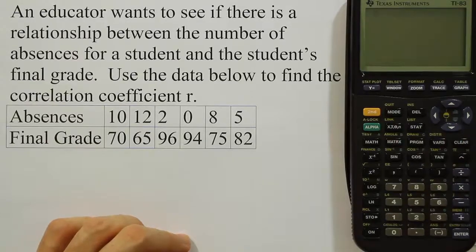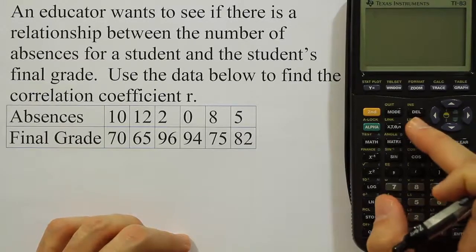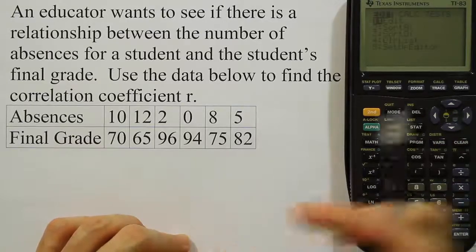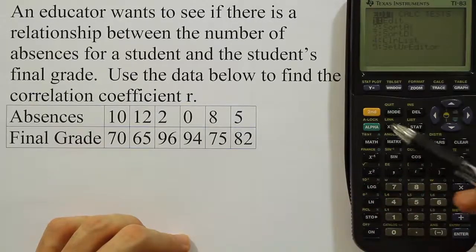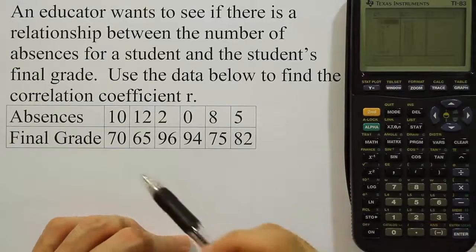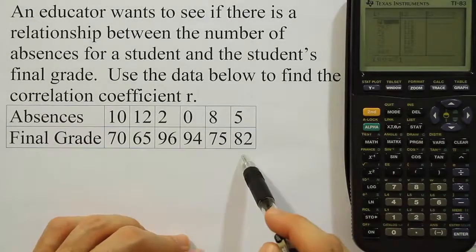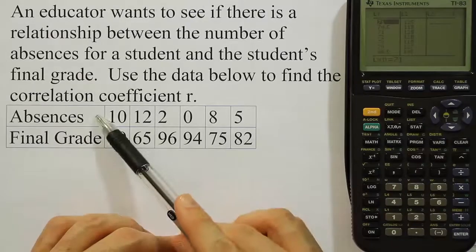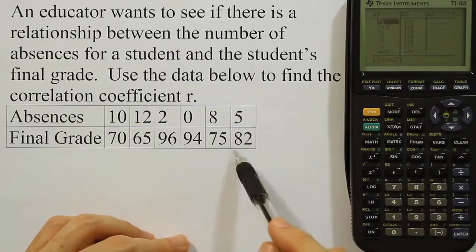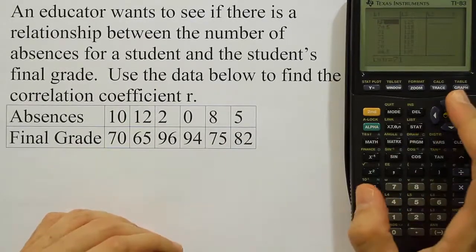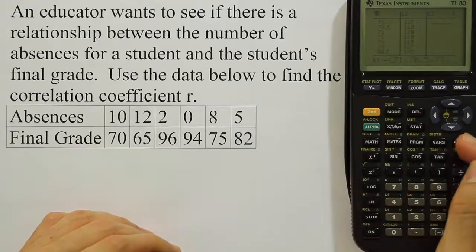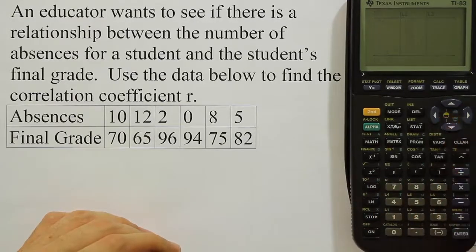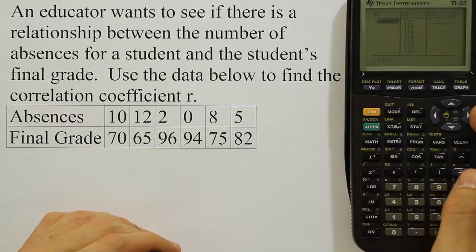So I'll clear that out now, and what I'm going to do is press the stat key first for the next step, and I'm going to press the edit option. So stat and then enter will bring us into the screen where we can enter this data into our lists. We're going to want to enter the data into L1 for absences, L2 for grades. Now I'm going to highlight L1 first, press the clear button and push down, and that erases all the data that's already in L1.